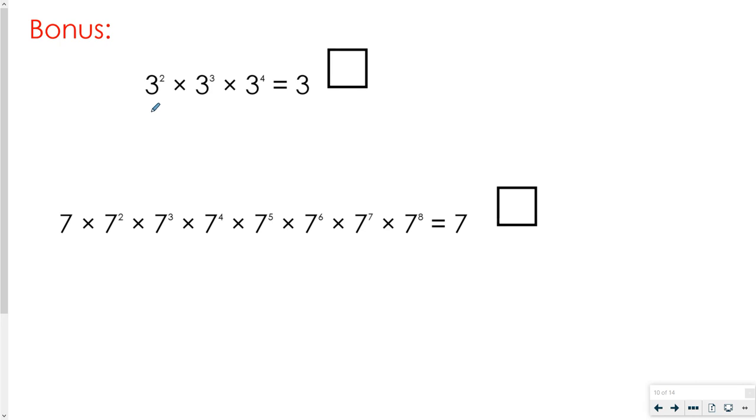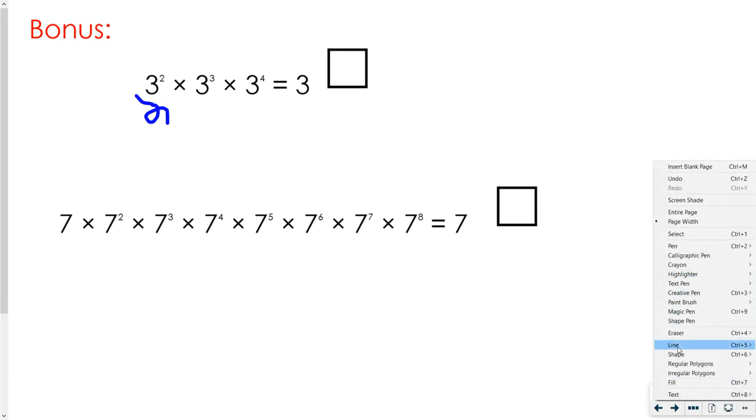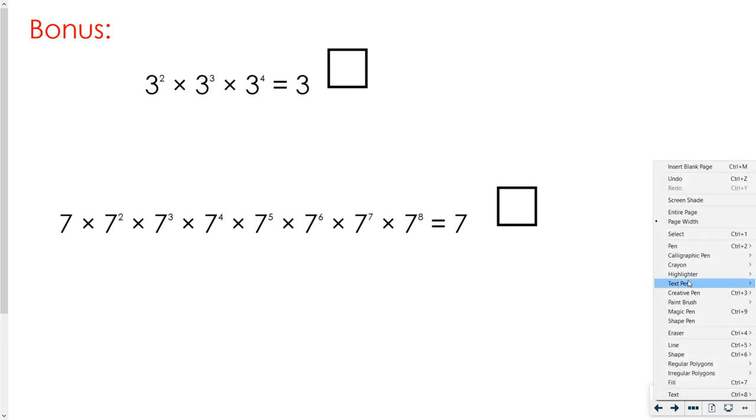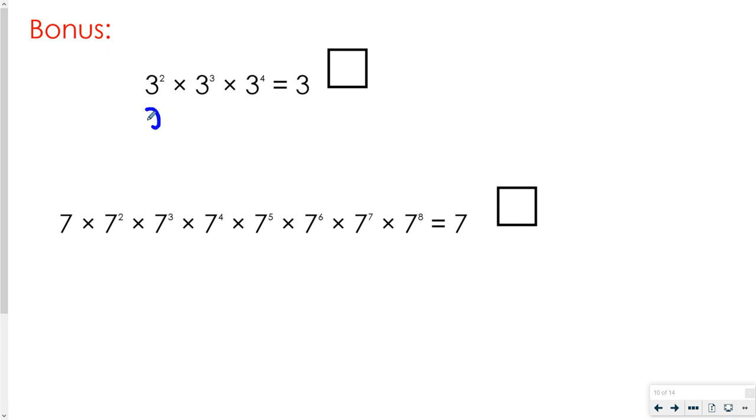So here we go. 3 squared would be 2 threes. Ooh, that's a bad 2. Sorry. That's even worse. All right, let me erase that. Here we go. Okay, let's go back. So 3 squared is 2 threes, 3 threes, 4 threes. So altogether, 2 plus 3 plus 4 is 9. 3 to the 9th.